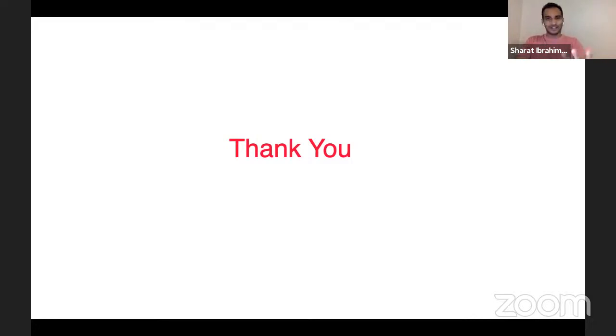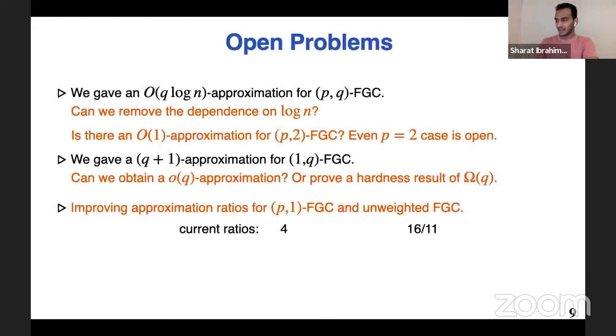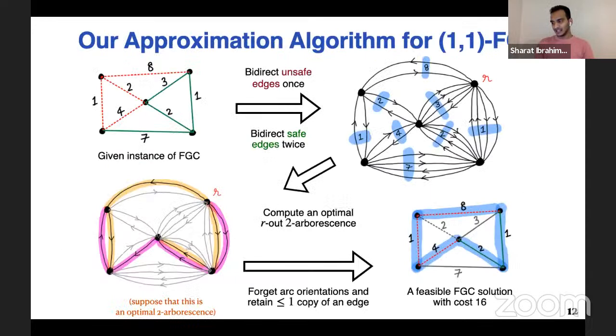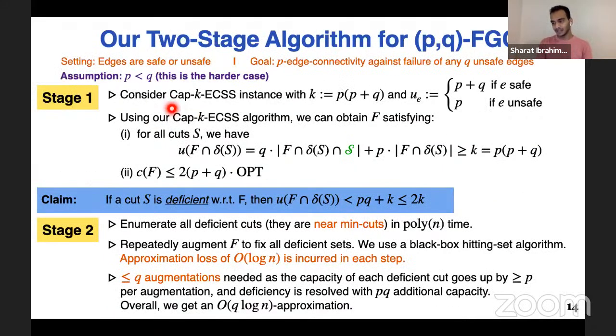Thanks for your comments, by the way. And the deterministic algorithm is based on what? So what we do is we use capacitated KECSS for P, Q FGC to obtain a starting solution. In this two-stage algorithm, we start with a capacitated KECSS instance with these natural capacities, and then we argue that any deficient cut is a near minimum cut in this capacitated subgraph, so we can enumerate all of them using Nagamochi et al.'s result. Deterministically, we can obtain all near min cuts, and then we just use a hitting set algorithm to augment these. It's a very simple algorithm. So thank you.